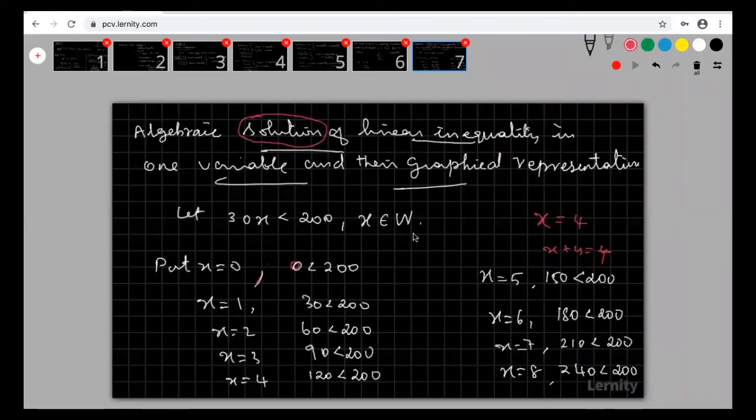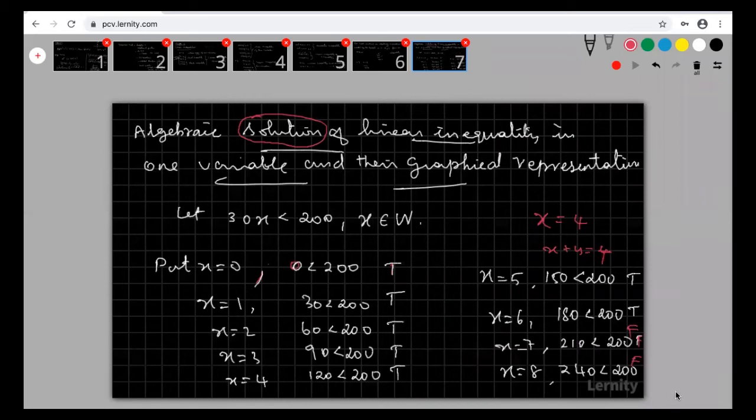Please try to understand, is this true or not? This is true. This is also true. This is also true. This is also true. This is true. But this is not true. Why? 210 less than 200 is not true, it is false. This is also false. So therefore, this is also false.